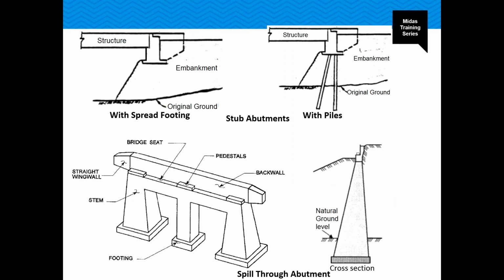So moving to the second type, which are the stub abutments. You can see this is a stub abutment with spread footing, and this is with piles. Stub or perched type abutments are relatively short compared to the cantilever abutments. They are constructed after the embankment is completed, so this will reduce the post-construction settlement, and they may be resting on shallow footing or pile footing depending on the type of strata available.